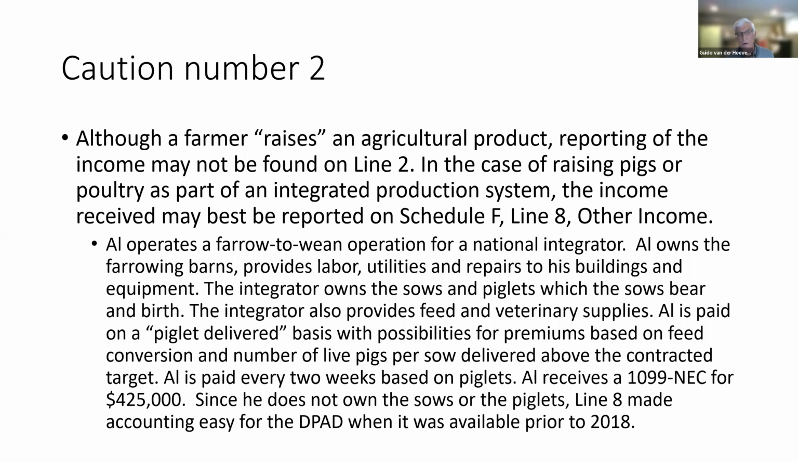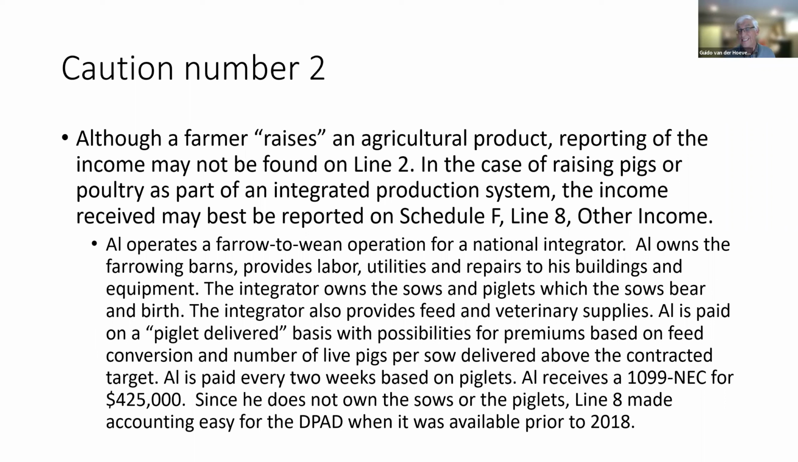He does a farrow to wean operation with an integrator. He owns the barns, provides labor, utilities, and repairs. But the integrator owns the sows and owns the piglets, which the sows bear and birth. And then the integrator provides all the feed and all the veterinary supplies. And Al was paid out on a piglet delivered basis with premiums that are based on feed conversion and the number of live pigs that are born per sow.